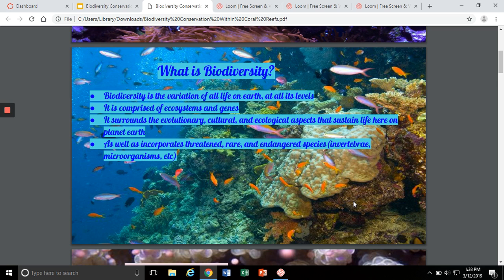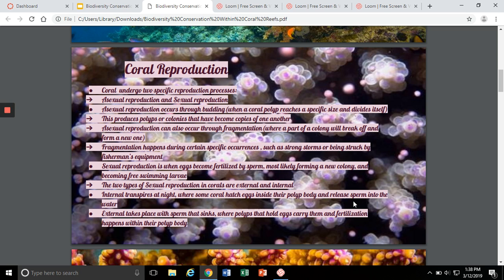Now, I want to talk a little bit about coral reefs and how they reproduce and grow, just to give you a little overview of that. So for coral reproduction, corals undergo two specific reproduction processes, which are asexual and sexual reproduction. Asexual reproduction occurs through a process called budding, and this is when a coral polyp reaches a specific size and divides itself. This then produces polyps or colonies that have become copies of one another.